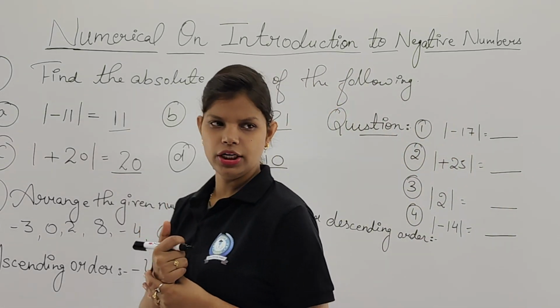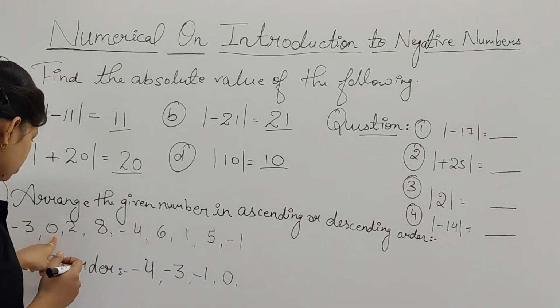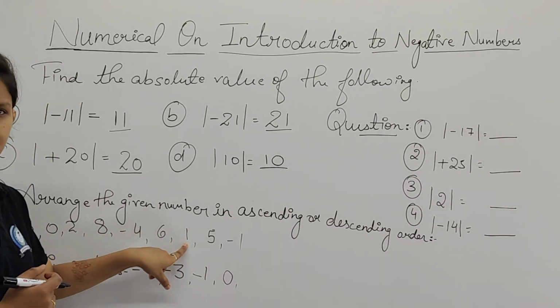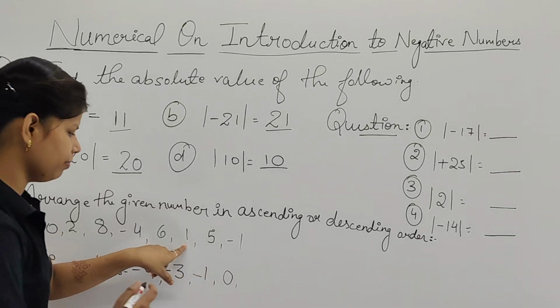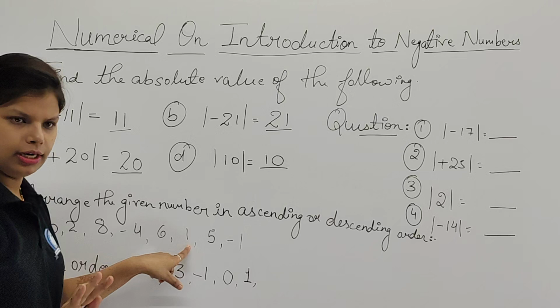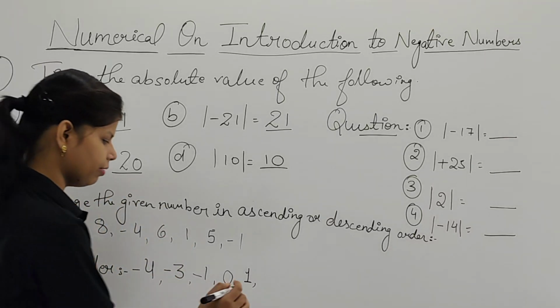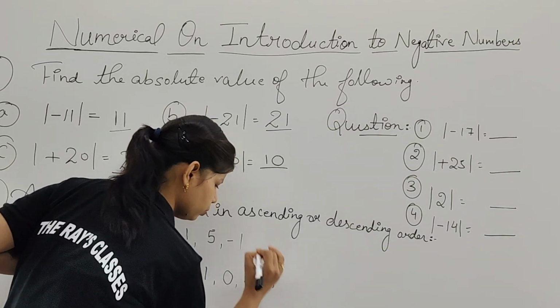After 0, we have 1, 2, 3, 4, 5, 6. So just after 0, which integer do we have among 2, 8, 6, 1, 5? The positive integer 1. Clear? Understood? Next, after 1, we have 2. Clear?